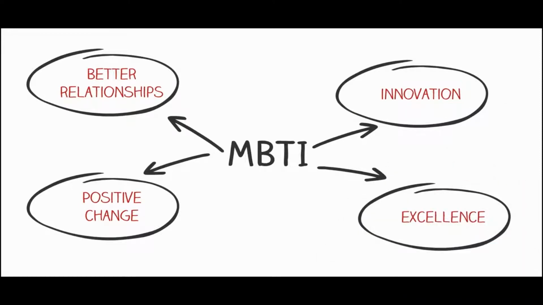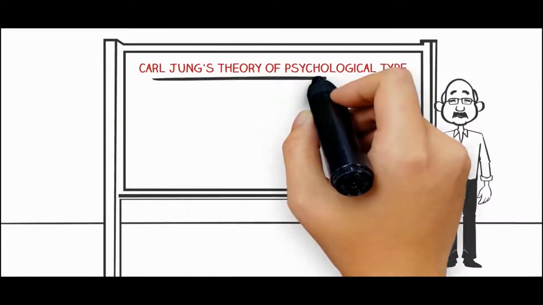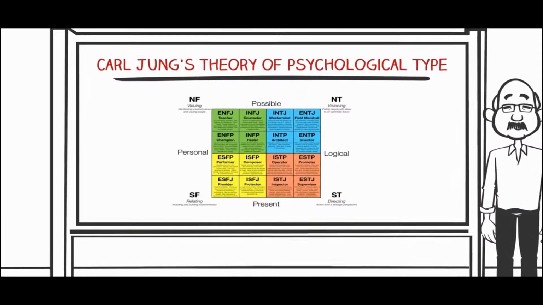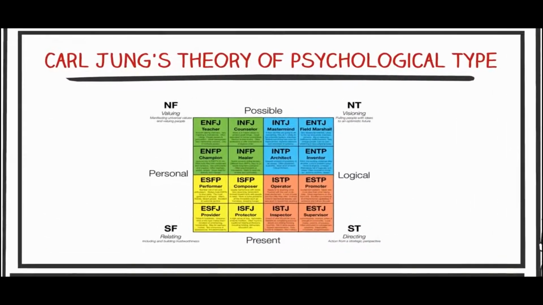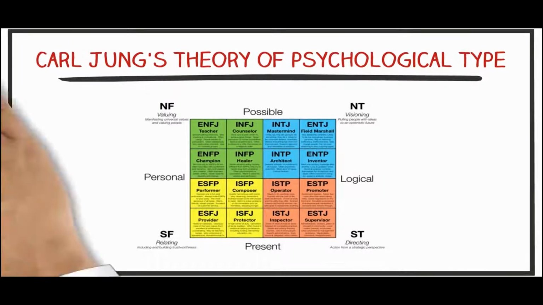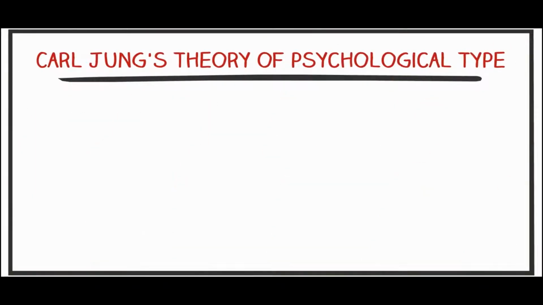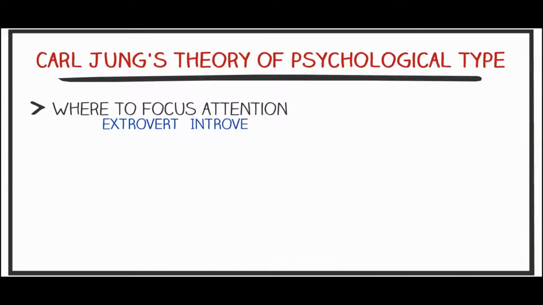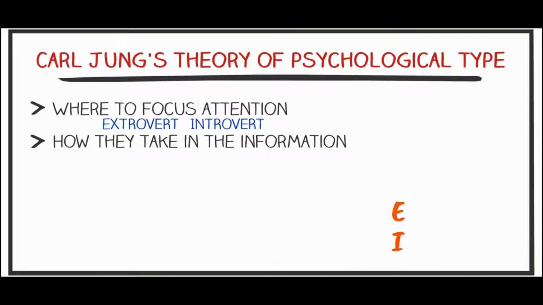The assessment makes Carl Jung's theory of psychological type both understandable and highly practical by helping individuals identify their preference in 4 areas. These 4 areas are where the employee or the candidate wants to focus their attention. That is either an extrovert or an introvert, E or I. The second is how they take in the information. They either do it by sensing or intuition, S or N.